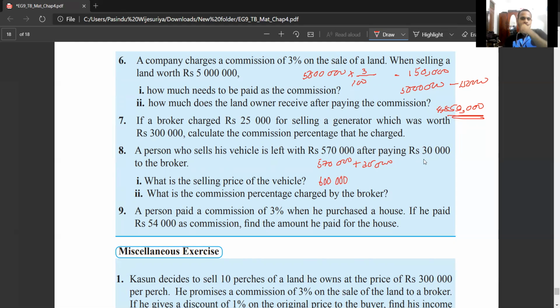What is the commission percentage charged by the broker? 30,000 over 600,000 into 100%. That is 5%.